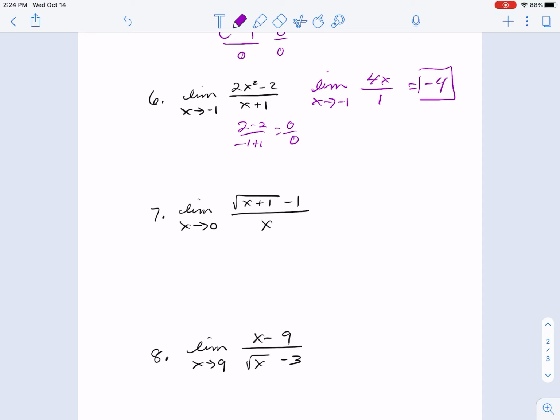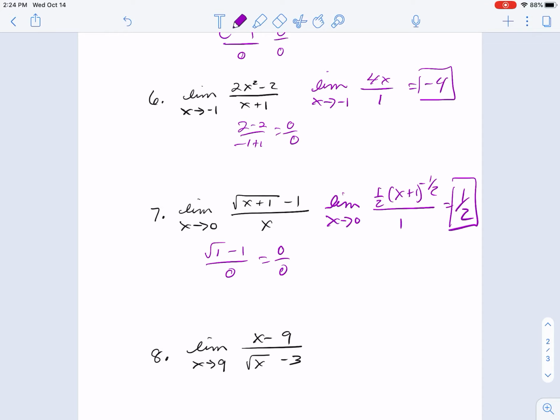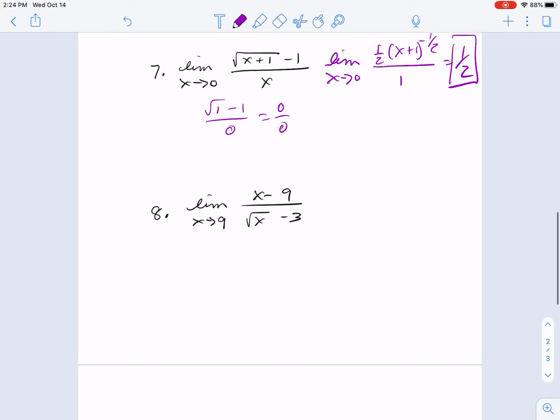Same here. This one, if I plug in 0, you get the square root of 1 minus 1 over 0. That's 0 over 0. That one we had to rationalize the numerator by multiplying by the conjugate. Well, let's not. Let's do L'Hopital. You get 1/2 times x plus 1 to the negative 1/2 over 1, and you plug in 0. Well, the square root of 1 is 1 times a half gives you a half. Fun.